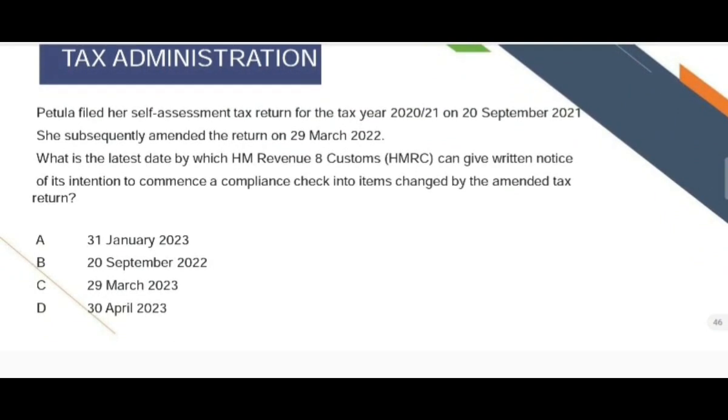Next question is, Petula filed her self-assessment tax return for the tax year 2021 on 20th September 21. She subsequently amended the return on 29th March 22. What is the latest date by which HMRC can give written notice of its intention to commence a compliance check into items changed by the amended tax return? So again, we need to identify in which quarter this date of 29th March 22 lies. This lies in a quarter ended 30th April 22, and within 12 months of that period means 30th April 23. So this is the date by which notice should be issued.